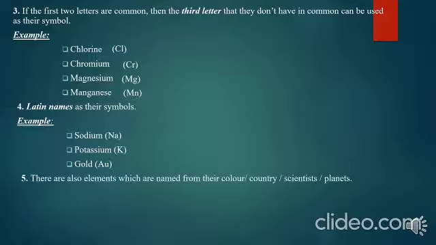Certain other elements were also named based upon their color, the country where they are found abundantly, the scientist who discovered them, or the planets they are named after. For example, uranium is named after the planet Uranus. Europium is named after Europe.